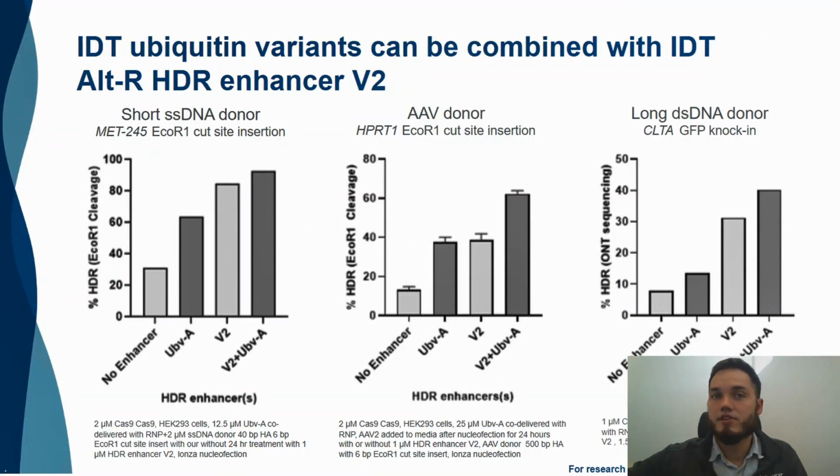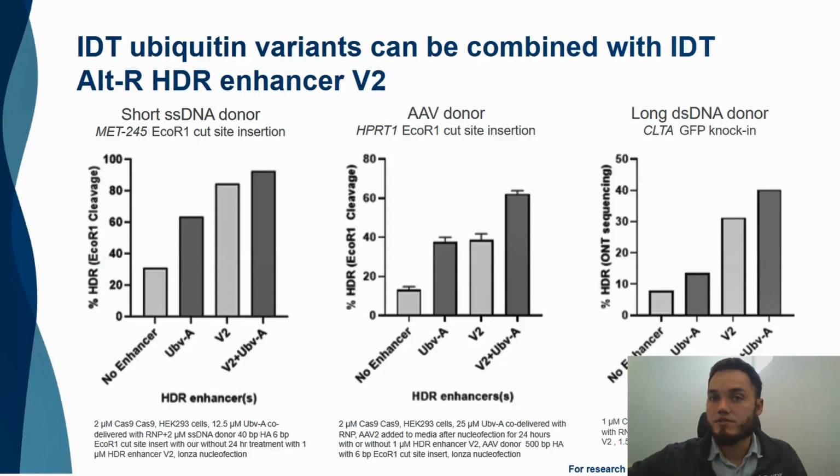We then wanted to test if our ubiquitin variants could be used as part of a cocktail with other HDR enhancers, like our E2 enhancer. Shown here is data looking at HDR rates using UBVA, Alt-R HDR Enhancer V2, or both in combination with different types of donors, including short single-strand DNA donors, AAV, and long double-strand DNA donors. We find that while the benefit of UBVA compared to V2 depends on donor type, we see an additional boost in HDR when they are used together.